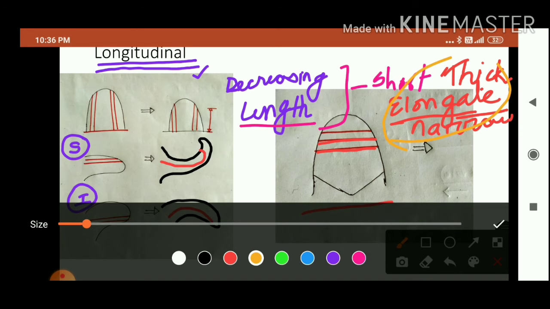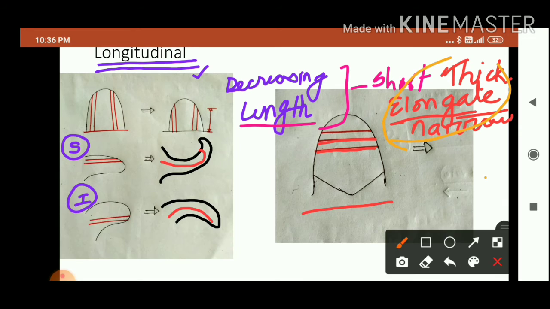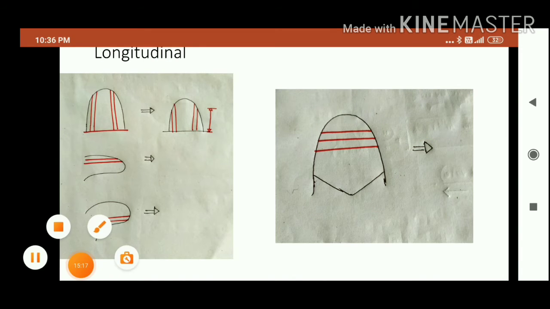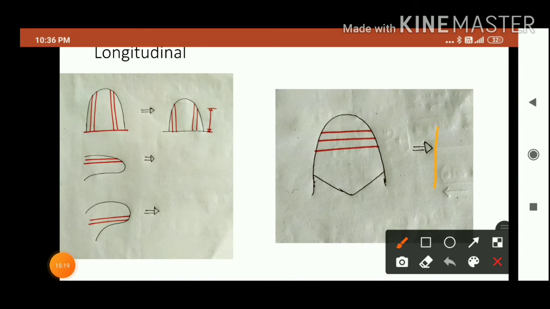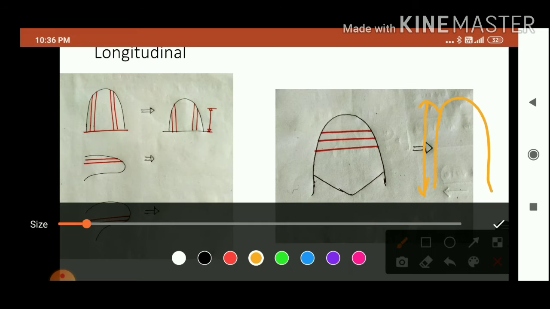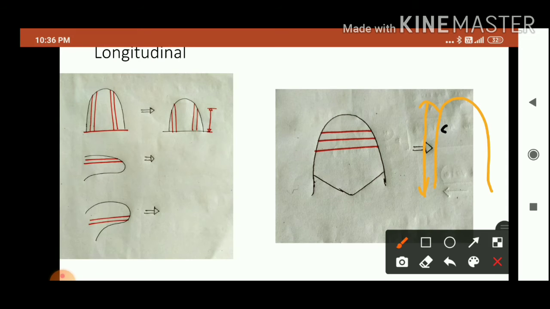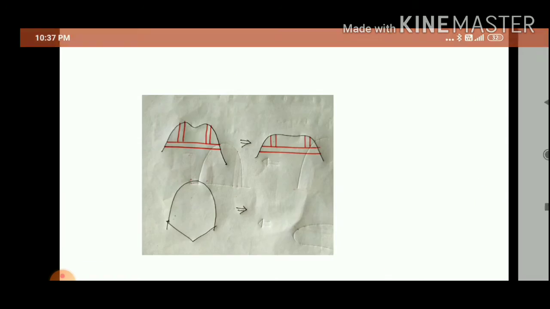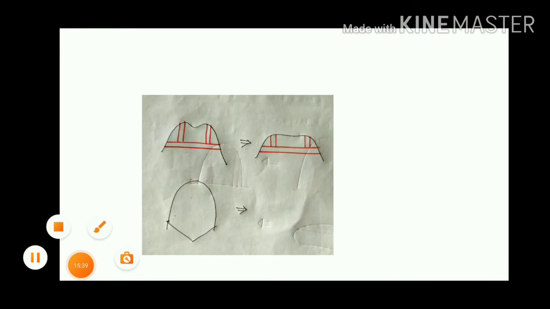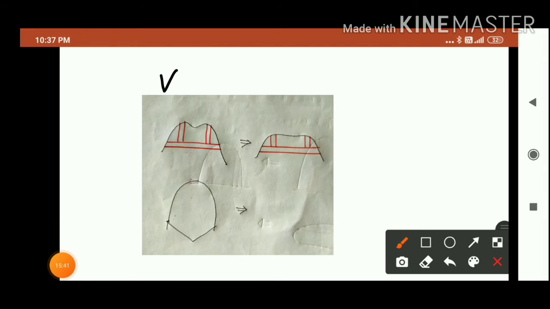These are the functions, and here you can see what the impact will be. It will increase the length, that is elongate it. Along with this, it will narrow the width of the tongue. Now we have only one intrinsic muscle remaining, that is the vertical muscle.